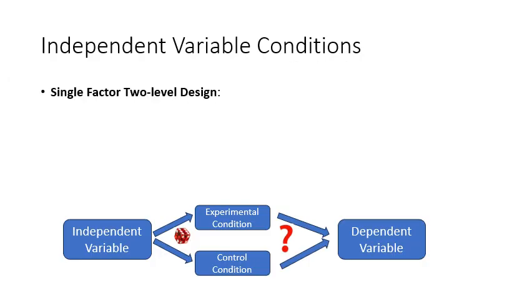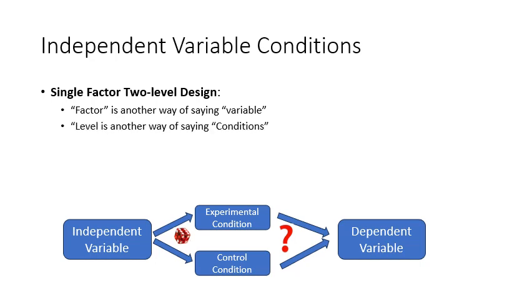So independent variable conditions can have a couple of different designs. So the first is this single factor two-level design. And just because in research, as in statistics, there are so many ways of referring to the same thing, factor is just another way of saying variable, and level is another way of saying conditions. So we could also say this is a single variable two condition design, but the term that's used more commonly is the single factor two-level design.